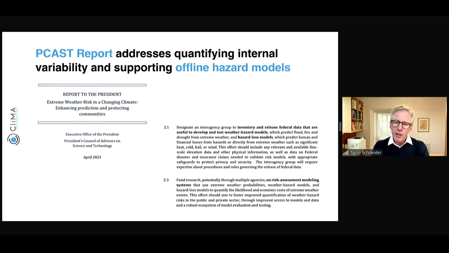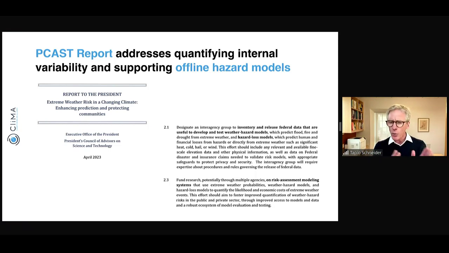There's a second set of recommendations that deals with the downstream issue that was, I think, the topic of the first session today, offline hazard models. Once you have ensembles of climate simulations, you can use them to anchor offline models for specific hazards, windstorms, storm surges, hurricanes, and the like. And that can be built on top of the ensemble of climate simulations. What this will give you is quantification of risks due to internal variability under climate change scenarios.